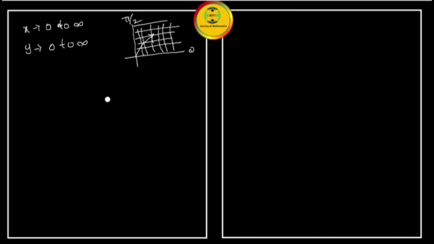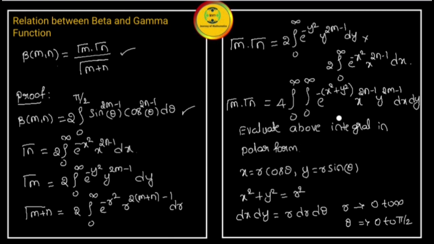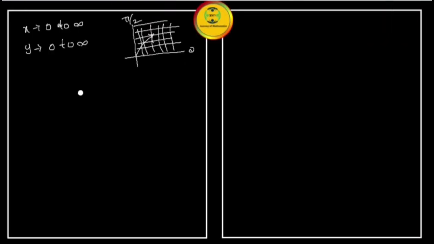So now rewrite the given equation. This equation I am going to call equation 1. So equation 1 can be written as gamma of m plus n is equal to 4 into integral 0 to infinity, integral 0 to pi by 2.